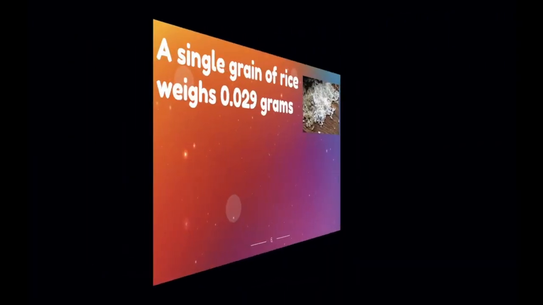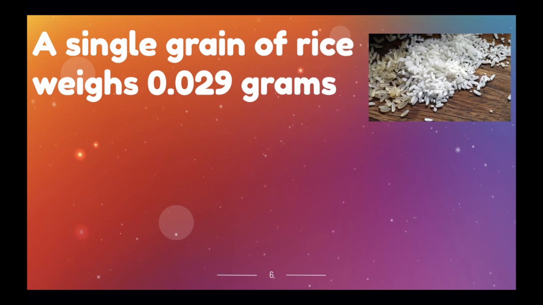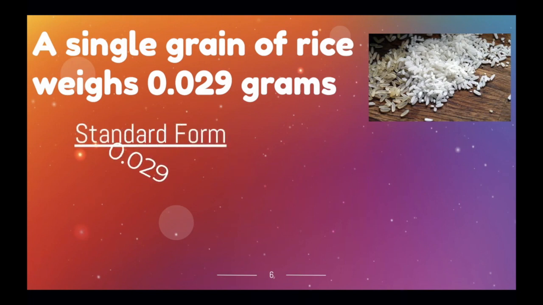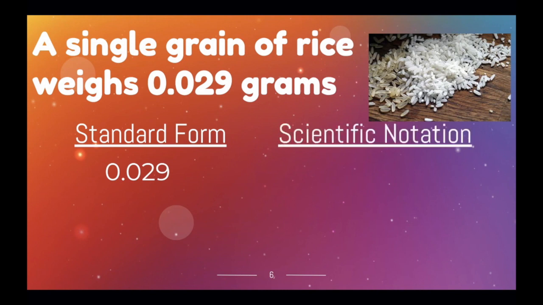Alright, so let's try a couple of examples. A single grain of rice weighs 0.029 grams. So the number we're working with is 29 thousandths. See, tenths, hundredths, thousandths. So 29 thousandths. In order to switch it to scientific notation, we use the same foundation, so our coefficient has to be between 1 and 10. So we drop the decimal between 2 and 9 and keep the base 10 format. Yeah, I know, it sounds very complicated, so here's what it looks like.